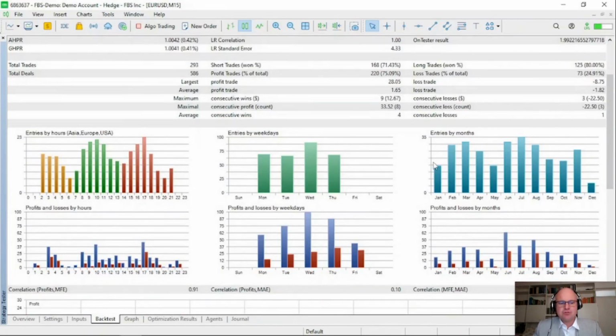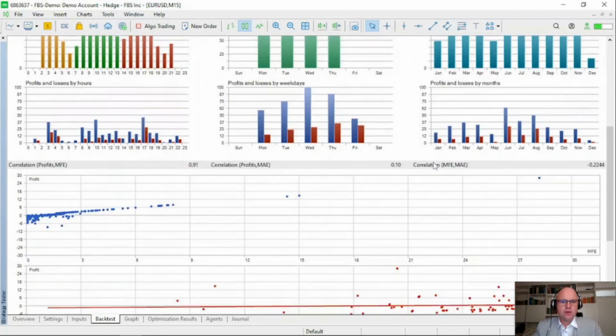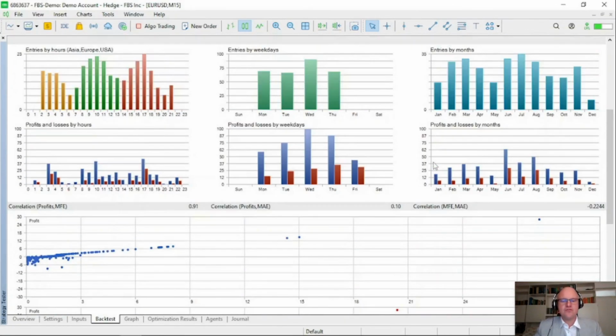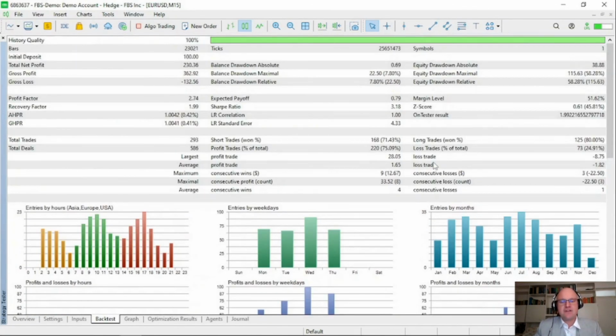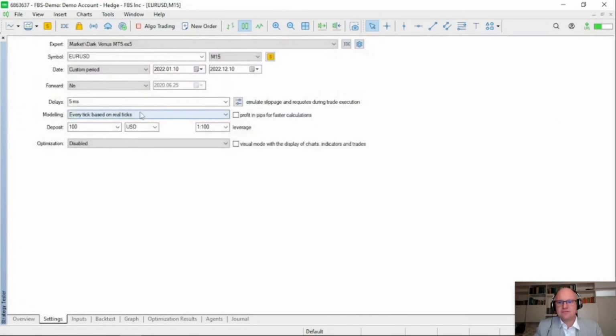If you look at the distribution by days, remember, if it does open a trade on a Friday and it goes into negative, it will hold that trade over Friday and only try, if it is in a grid, to close it in a small profit. So this was done on a delay of 5 milliseconds based on every tick based on real tick data. As you can see at the bottom right, my connection from home is 161 milliseconds.